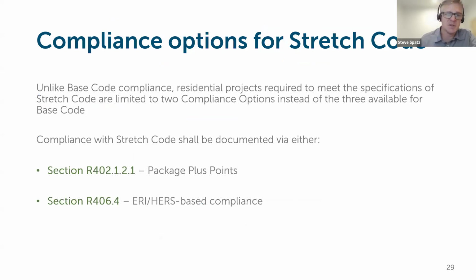And the reason I bring this up specifically right now is that in both the 2020 and the 2024 version of the code, if you need to meet stretch code, it restricts your compliance pathway options to using the prescriptive package approach or working with the HERS rater. You can't use REScheck, which we'll get into here now in more detail, if you need to comply with stretch code. You either have to do it prescriptively and earn points or work with a HERS rater to model the full building and the operational performance as well.